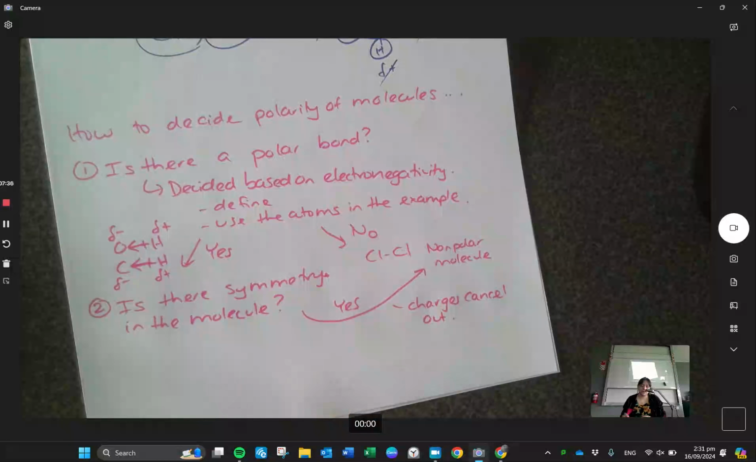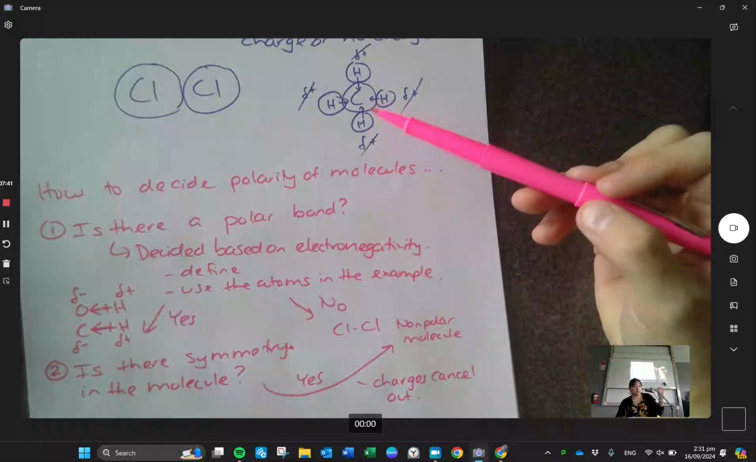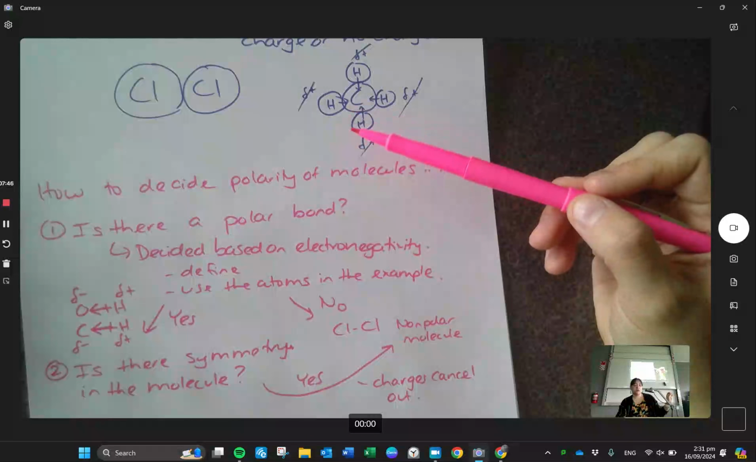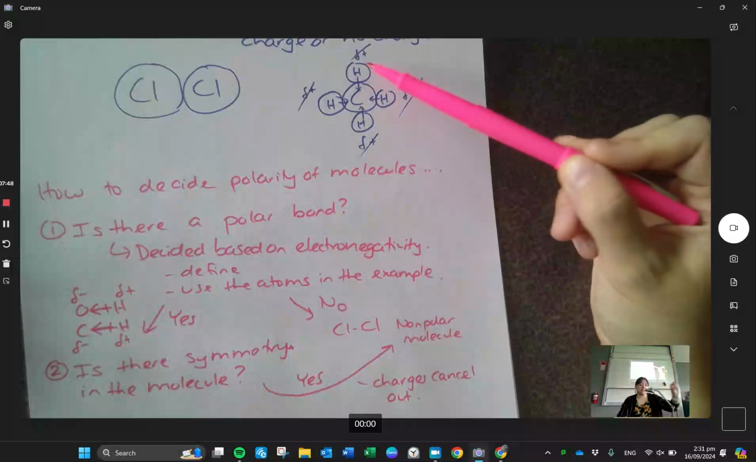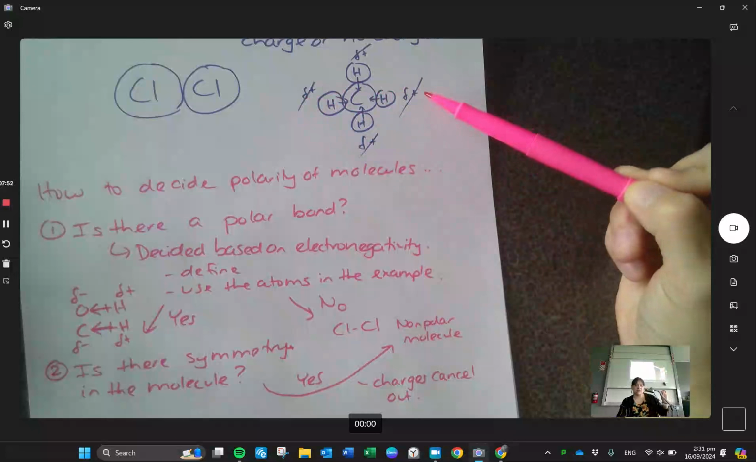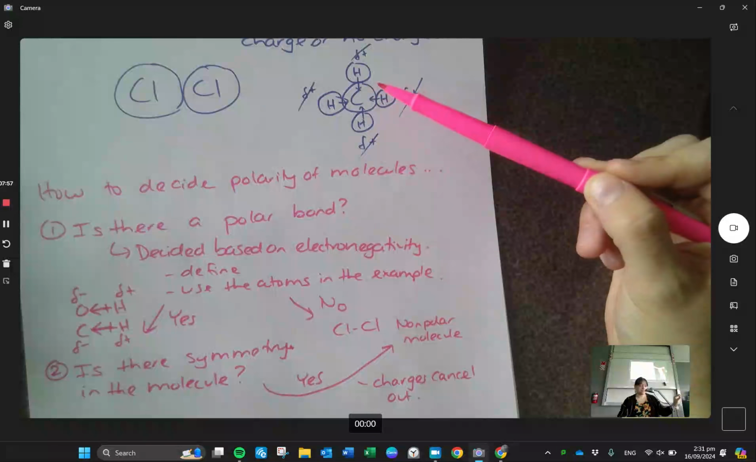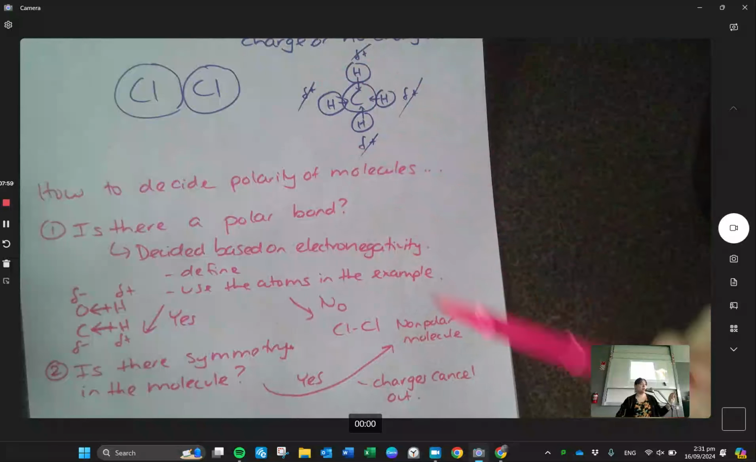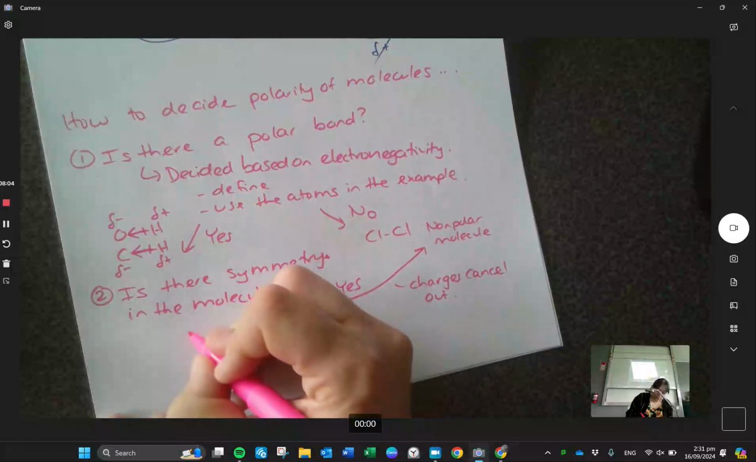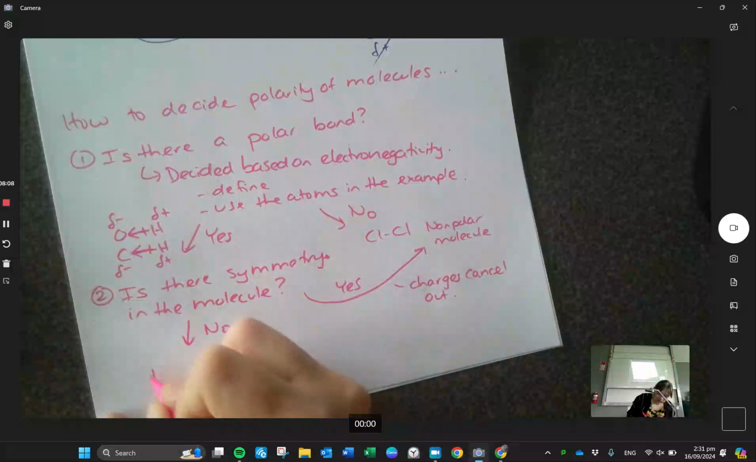Just watching our time. So for example, if I had the butane molecule, yes, there are polar bonds present because the carbon and the hydrogen are not sharing the electrons evenly. However, the molecule itself is symmetrical. It has exactly the same thing all around it. So that's slightly positive, that's slightly positive, that's slightly positive, that's slightly positive. So all of that's going to cancel out. And so overall, this is a nonpolar molecule. So there's two factors that we got to think about. If the answer is no, then you have a polar molecule.